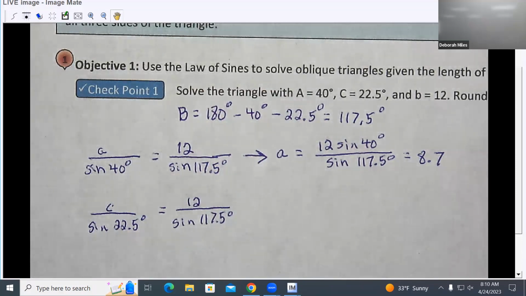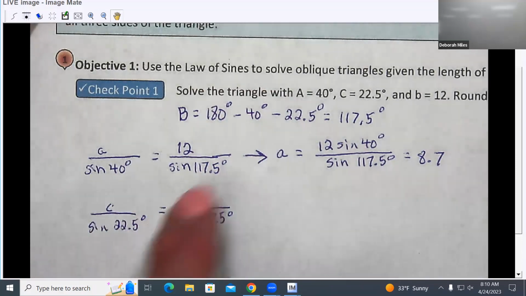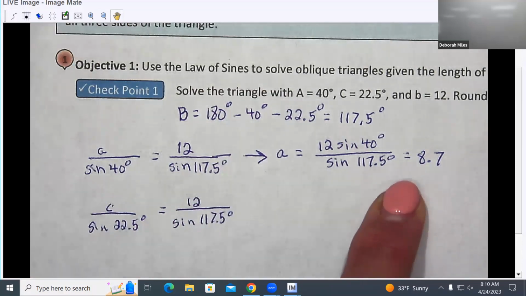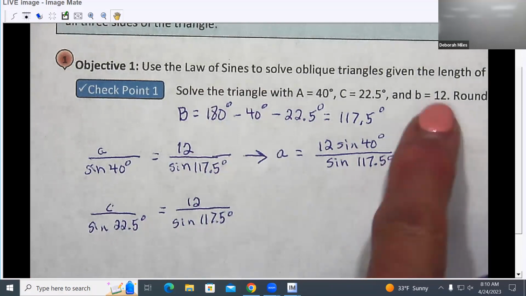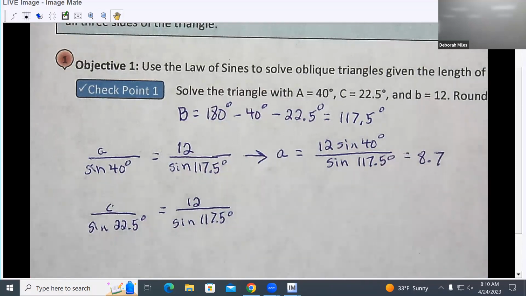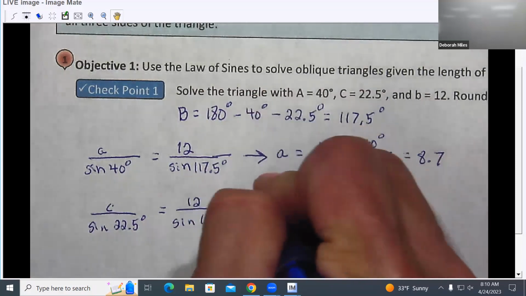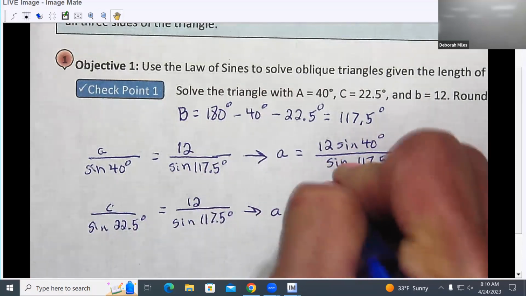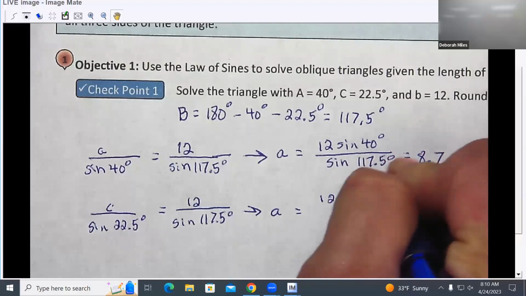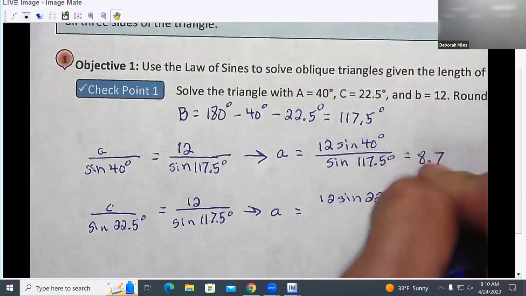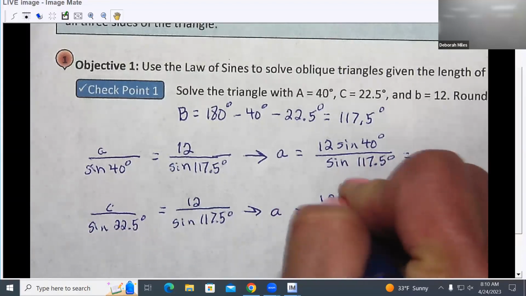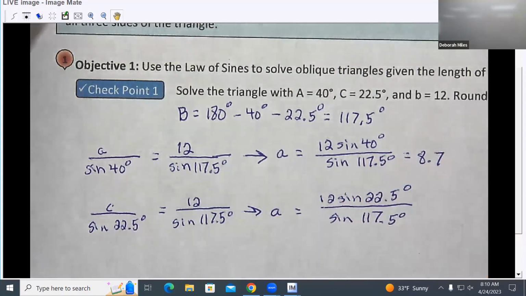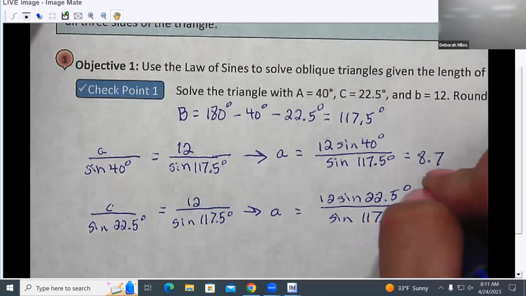Actually, if we were working for NASA, we would want to use what we were given, not what we rounded. So I would use the side B rather than the side A. A would be 12 sine of 22.5 degrees over sine of 117.5 degrees. And you can double check it, but I got that.